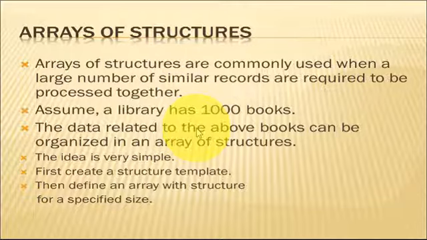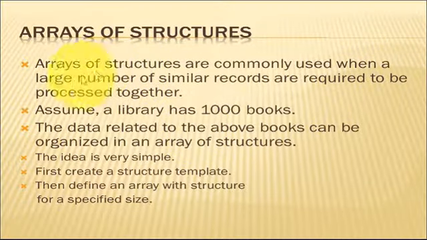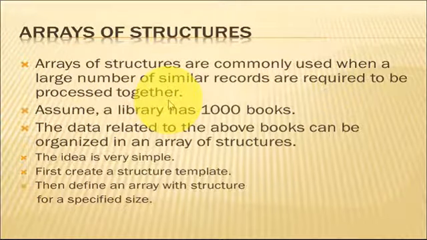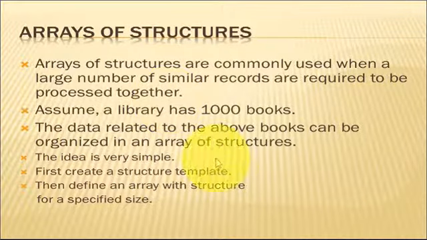If you want to collect 100 students or 50 students, we go for an array of structures. Arrays of structures are commonly used when a large number of similar records are required to be processed together, that is a collection of student records, 100 student records, 50 students, likewise. This is very simple.